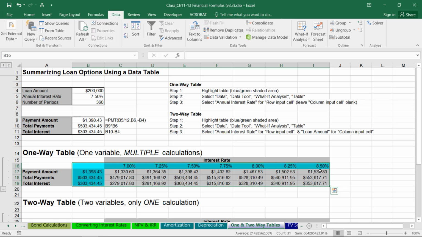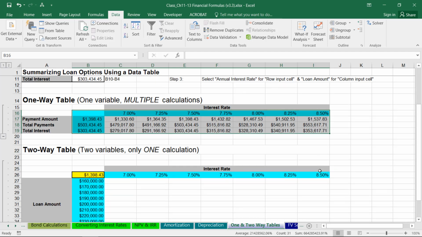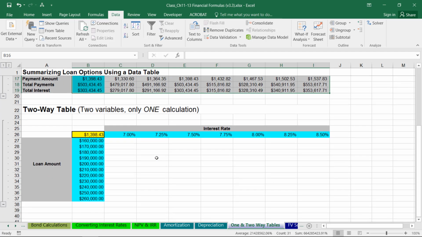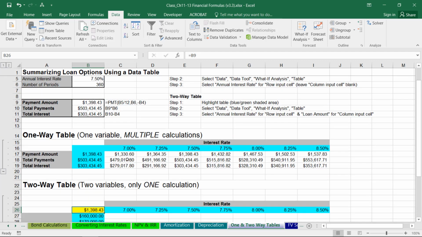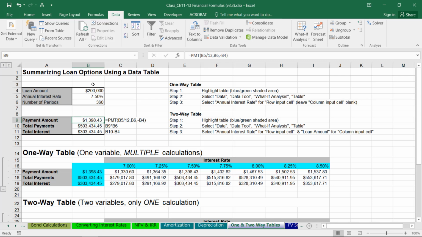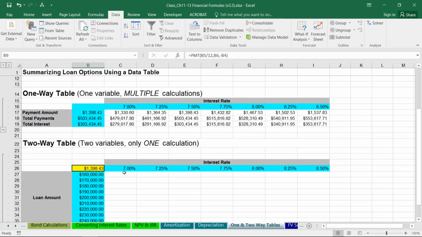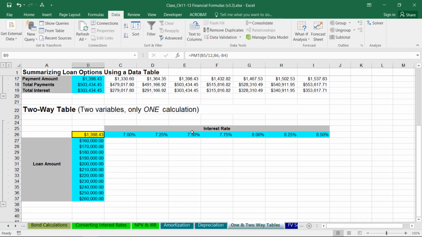Now you can see the calculations for each one of these formulas based on the different interest rates. Let's try a two-way table. Here we only have one formula. We put it always in the upper left-hand cell. In this case, I'm pointing to B9, which is the formula for payment that then takes the input up above. So we want to calculate payment for both interest rates and for the loan amount.